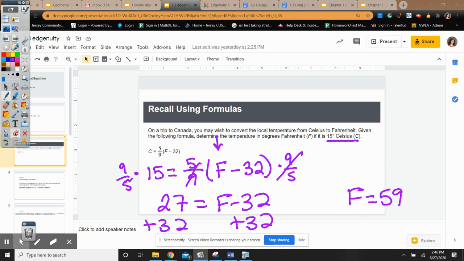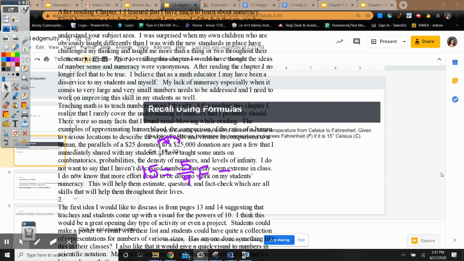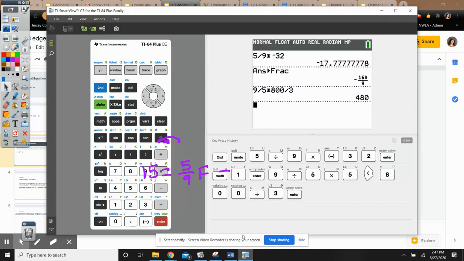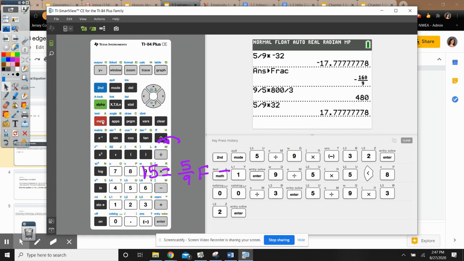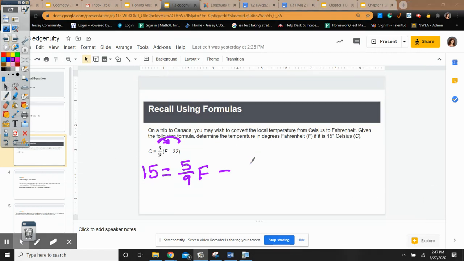Now, let's say that you really couldn't handle it, and you really just had to distribute. Okay, remember there's a 15 here. So that would be 15 is 5/9 f minus, you would have to type in your calculator. What are we going to type in our calculator? 5/9 times 32. So you're going to take 5 divided by 9 times 32. It's going to give us a decimal. If you hit math 1, it will change it to a fraction for us. That's 160 over 9. So 5/9 f minus 160 over 9.